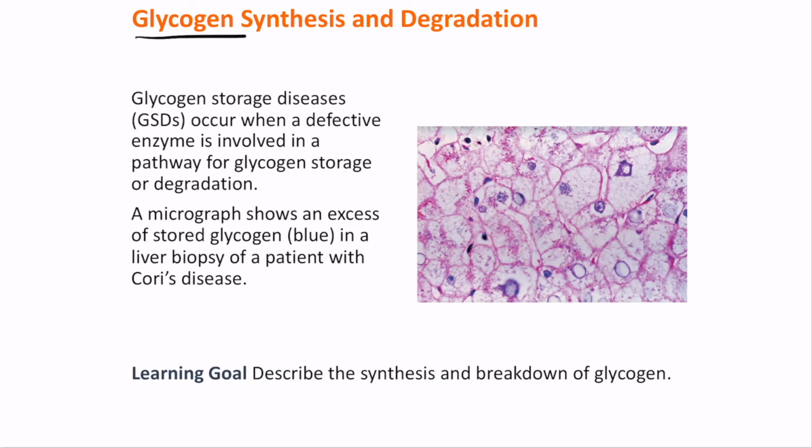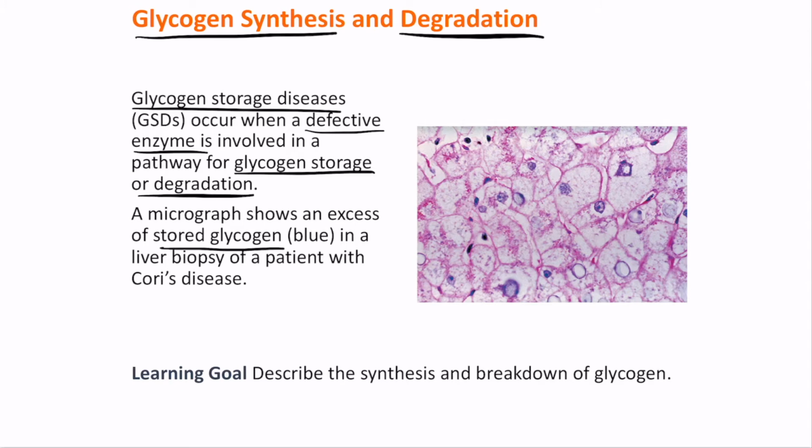Next, let's talk about glycogen synthesis and degradation. One of the things your body can do is store energy in the form of glycogen. Glycogen storage diseases occur when you have a defective enzyme involved in the pathway of glycogen storage or degradation. This is a micrograph that shows the excess amount of stored glycogen in a liver biopsy of a patient with Cori's disease.